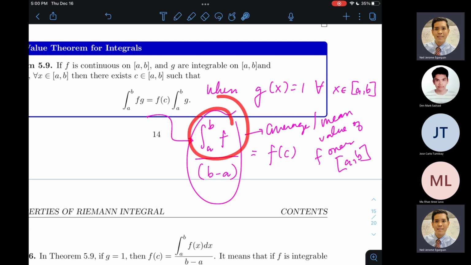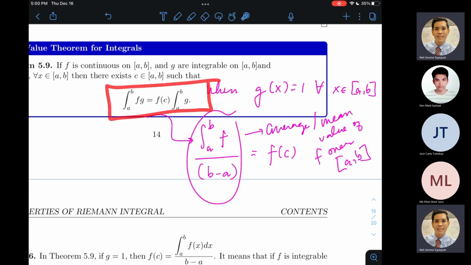Kasi nga yung integral parang siya yung infinite version ng summation. So sum ng mga function values divided by, instead of the number of function values added, divided by the length of the interval kung saan natin kinukuha yung mga function values. So this guy is a generalized version of the average. But this time we are averaging uncountably many function values. Alright? Kaya ang tawag sa kanya mean value theorem.